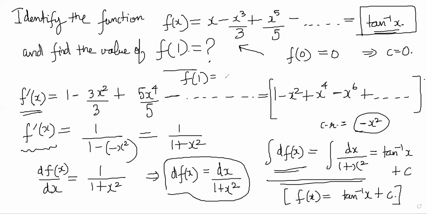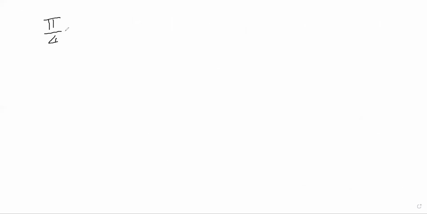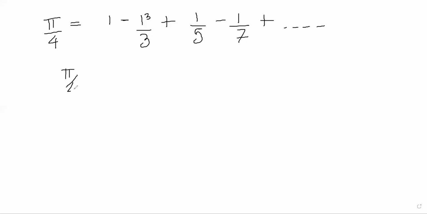f of 1 is tan inverse 1, which is pi by 4. So by the way, this is a theorem, a series that was proved by Leibniz, and Leibniz basically figured out that pi by 4 is equal to 1 minus 1 cube by 3 plus 1 by 5 minus 1 by 7 plus and so on. Because 1 cube is actually 1. So pi by 4 is actually the sum of this series, 1 minus 1 by 3 plus 1 by 5 minus 1 by 7, correct?